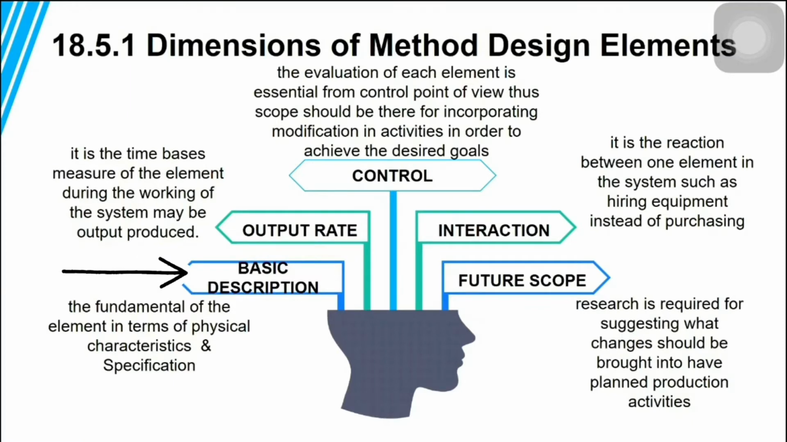Fourth, the basic description. The fundamentals of the element in terms of physical characteristics and specification. And last, the future scope. Research is required for suggesting what changes should be brought in to have planned production activities.